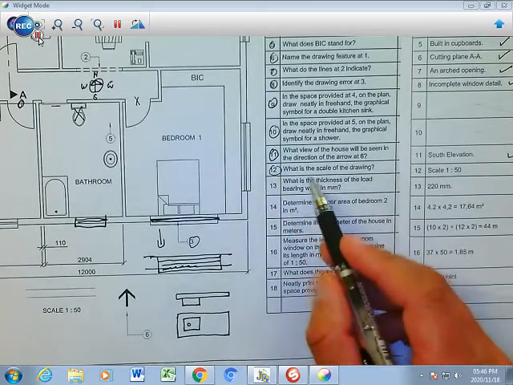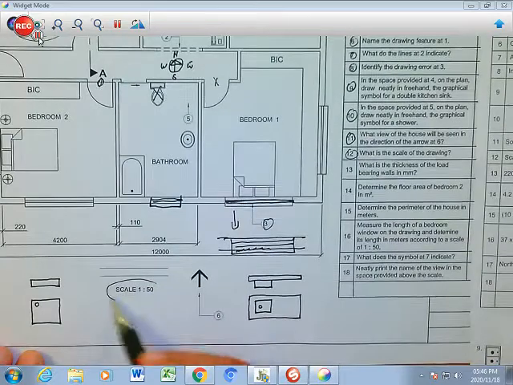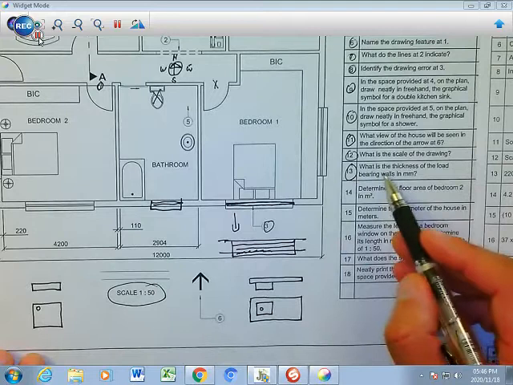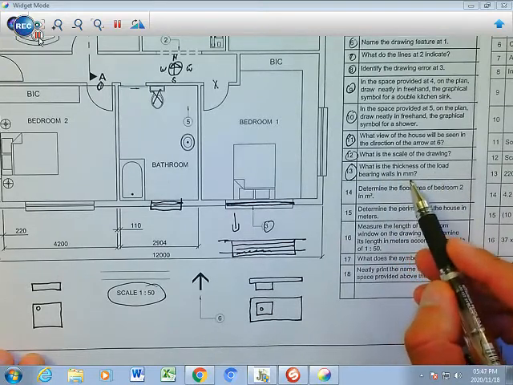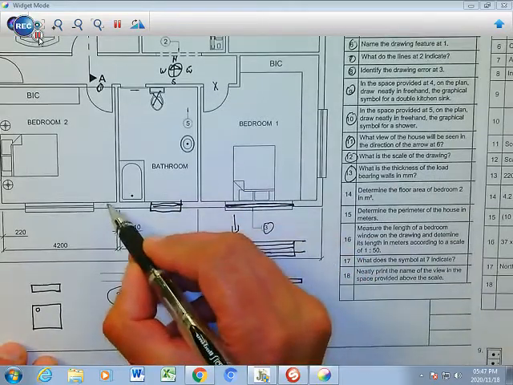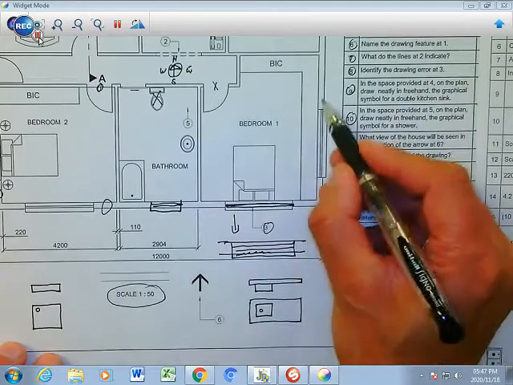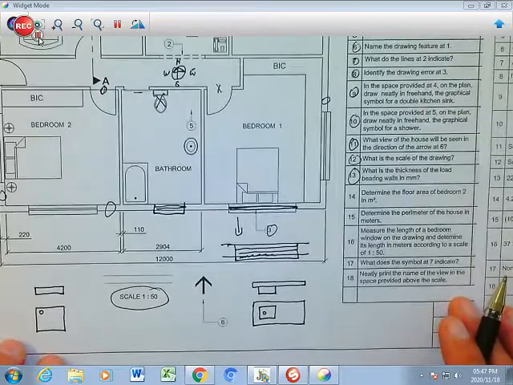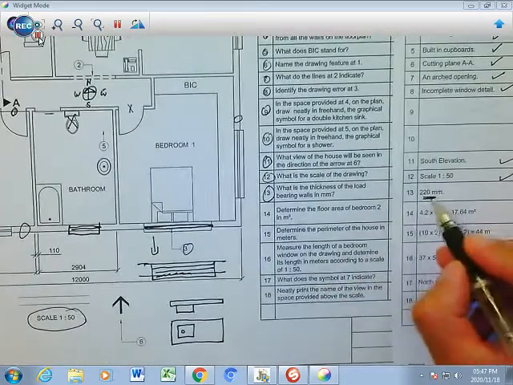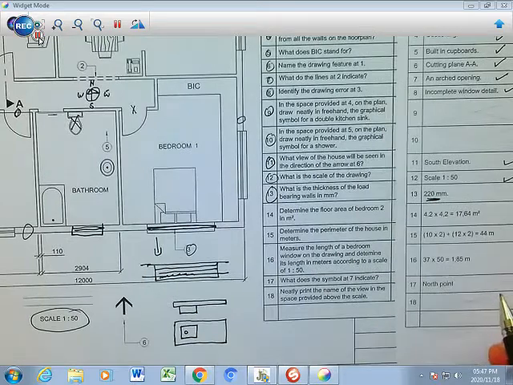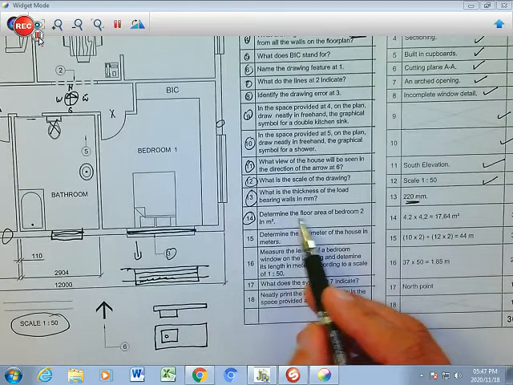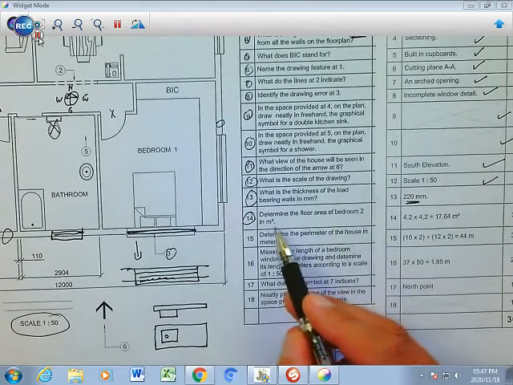Number 12, what is the scale of the drawing? The answer is right there, 1:50. The next question, number 13, what is the thickness of the load-bearing wall in millimeters? Okay, we're going to find that this outside here is the load-bearing wall, the wall that basically supports the roof, and that is a standard 222 millimeters.